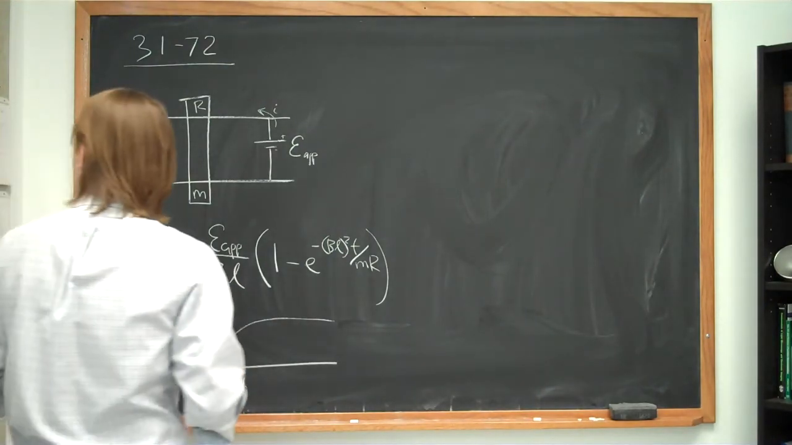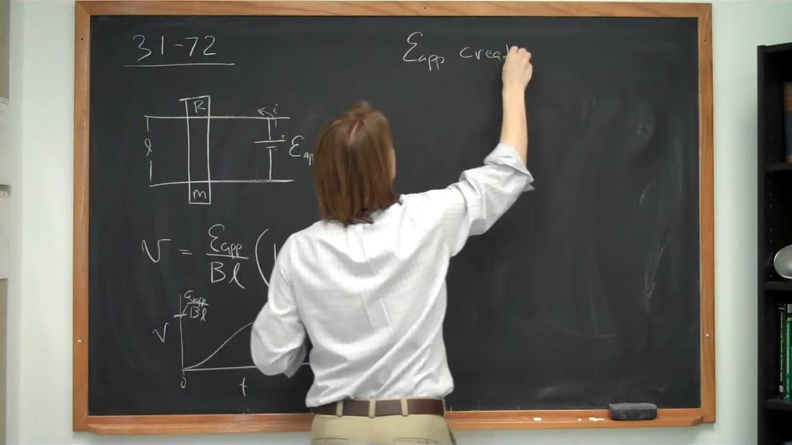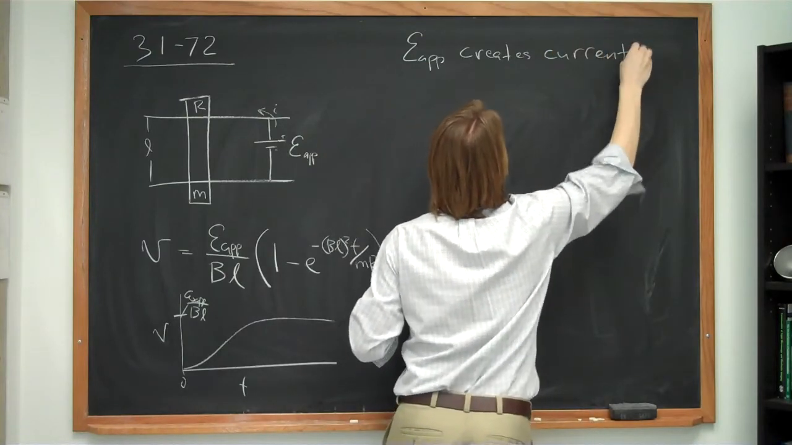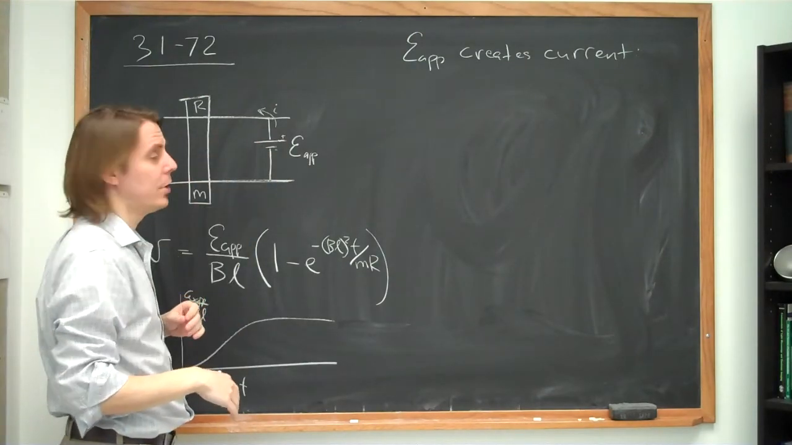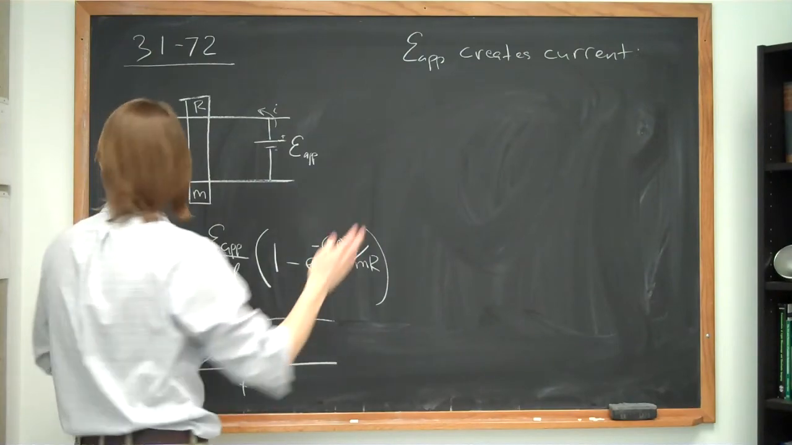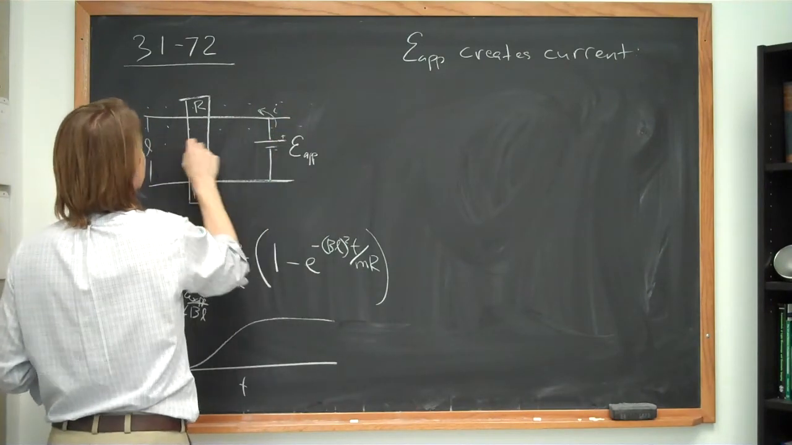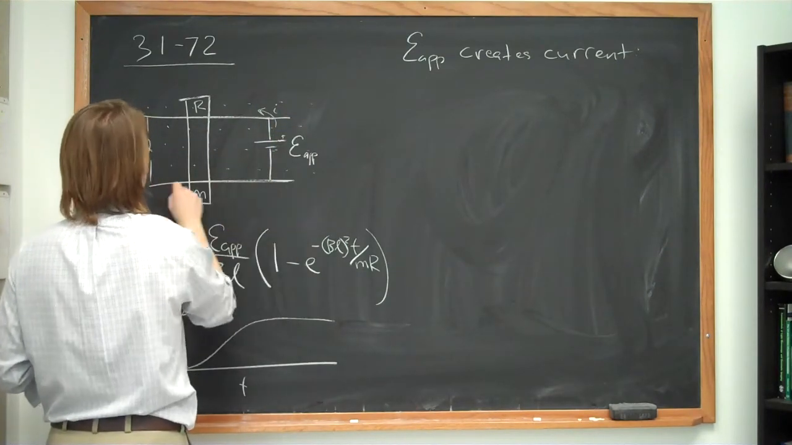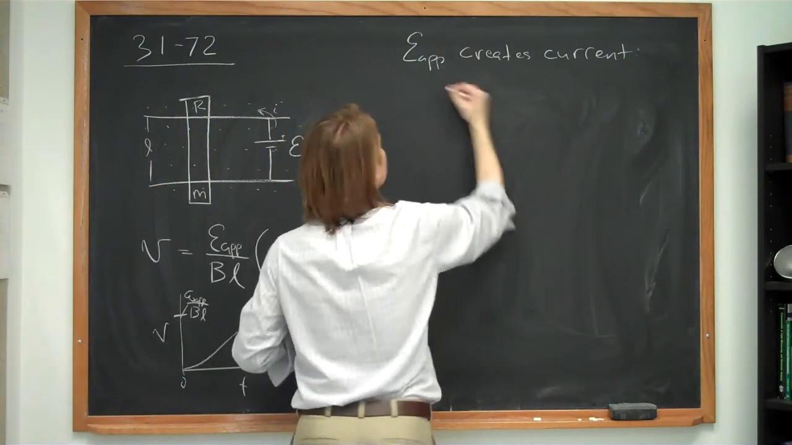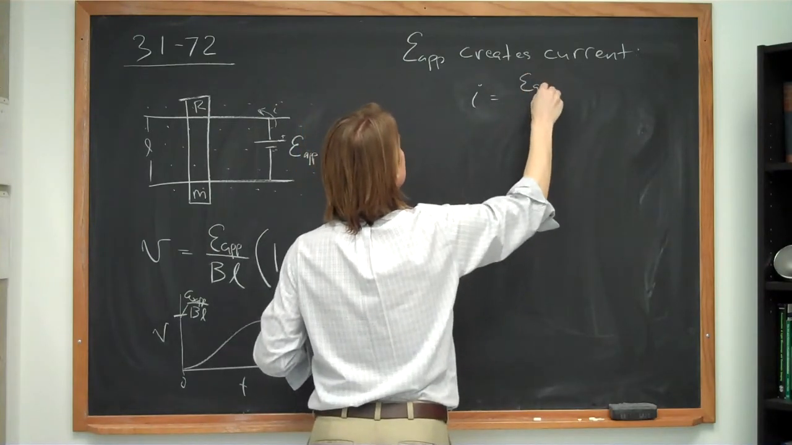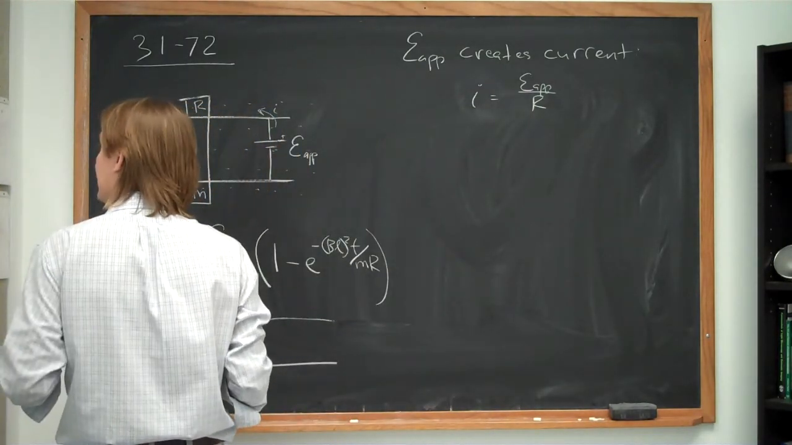Well, first we would say E applied creates current. That has to happen to get things started. If there's no current flowing, nothing will happen. Oh yeah, of course, there's a magnetic field, sticking out of the wall. I knew something was missing. Okay, now we're set. So E applied creates current, and the current you get, I, is E applied over the resistance, similar to V equals IR.